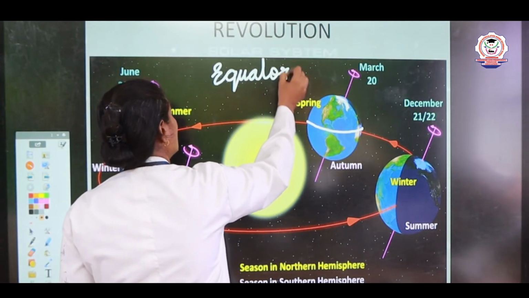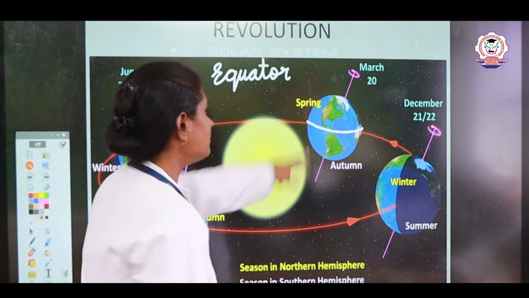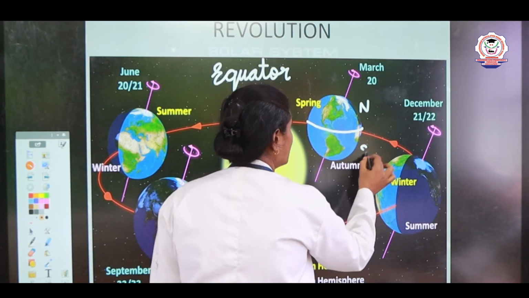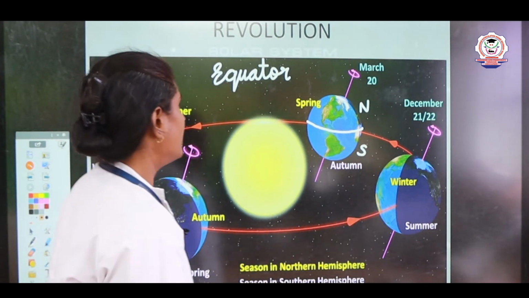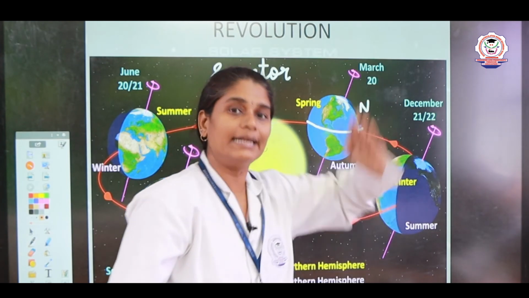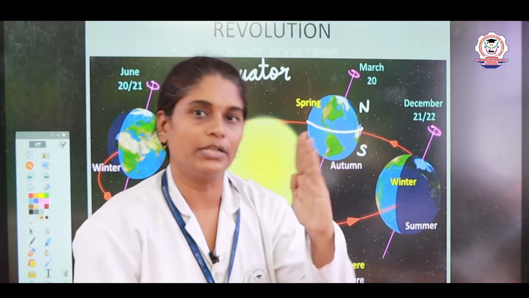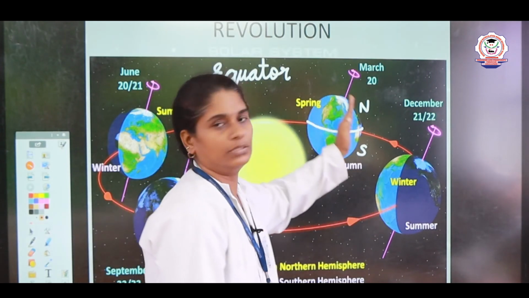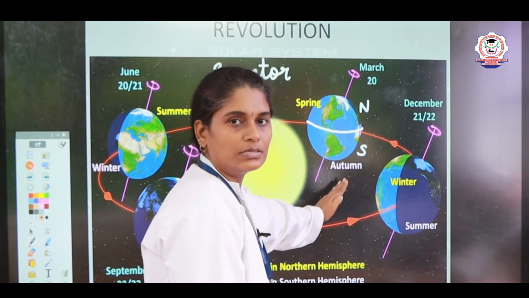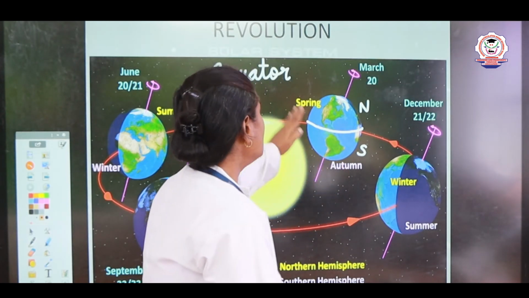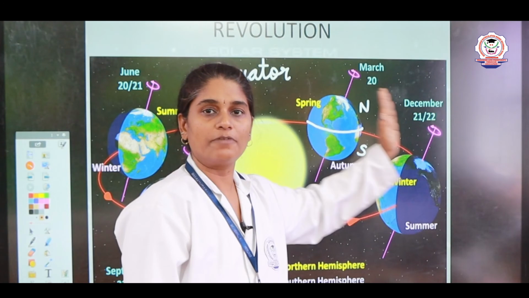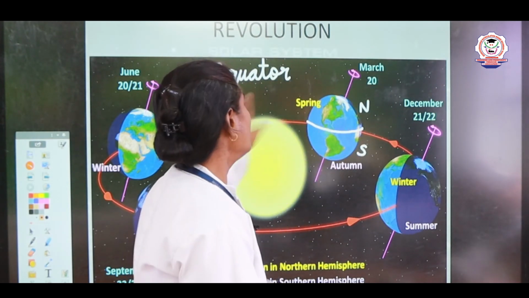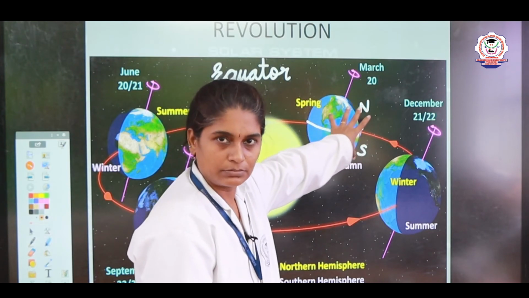The equator divides the earth into two equal halves, and this one we call the northern hemisphere, and this side we call the southern hemisphere, right. As the earth is tilted at 23.5 degrees, the sun rays fall on the northern hemisphere as well as on the southern hemisphere, right. Here it is not straight because the earth is tilted. So, the sun rays fall on all the parts of the earth, right.